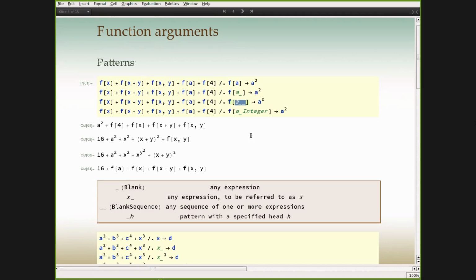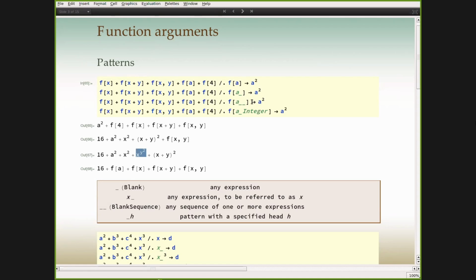So here we have the situation. I have applied this double underscore, and what you can observe is that now x and y are treated as a sequence, and they are consequently substituted to this a. So I have obtained x squared, and I have obtained, wait a moment, no. X squared comes from this fx. So I have obtained this x to the power of y to the power of 2.